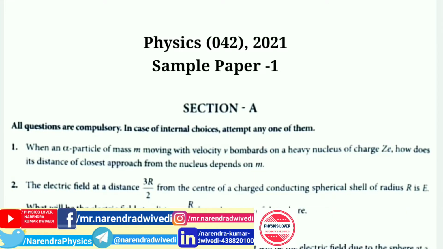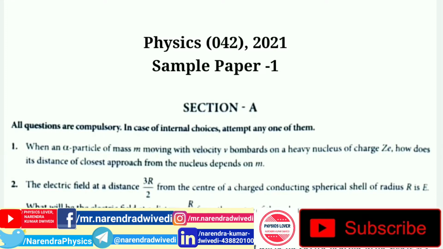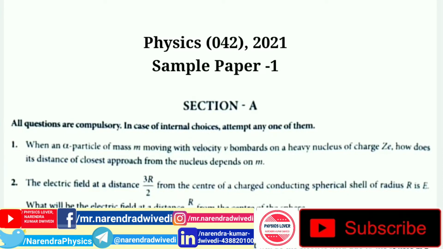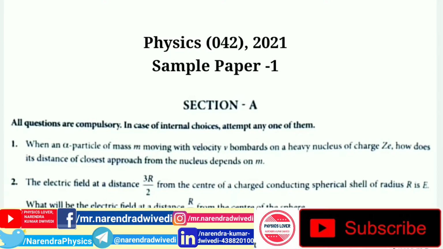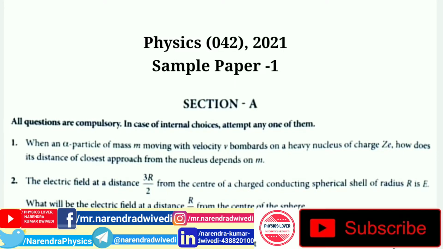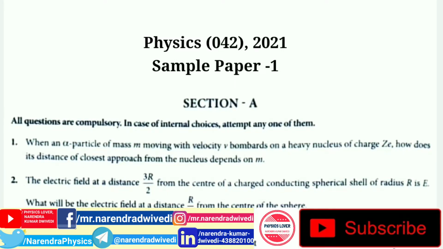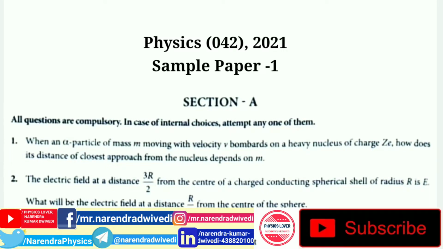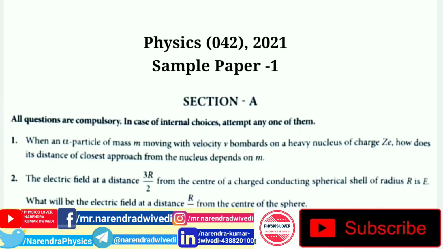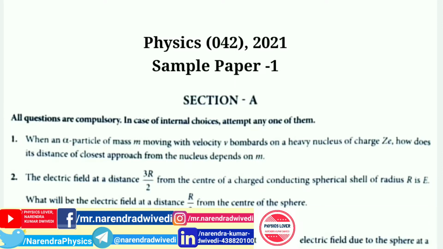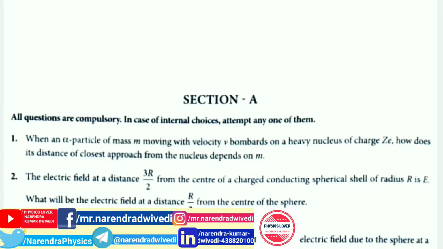moving with velocity v bombards on a heavy nucleus of charge Ze, how does its distance of closest approach from the nucleus depend on m? Question number 2. The electric field at a distance 3r/2 from the center of a charged conducting spherical shell of radius r is E. What will be the electric field at a distance r/2 from the center of the sphere?